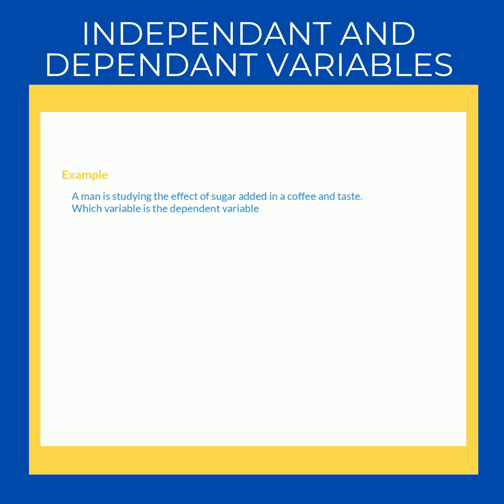So the taste will depend on the amount of sugar, because the more sugar I add, the sweeter the taste, while the less sugar I add, the more bitter the taste. So the taste depends on the amount of sugar added, so the taste is the dependent variable. So the dependent variable is the taste.